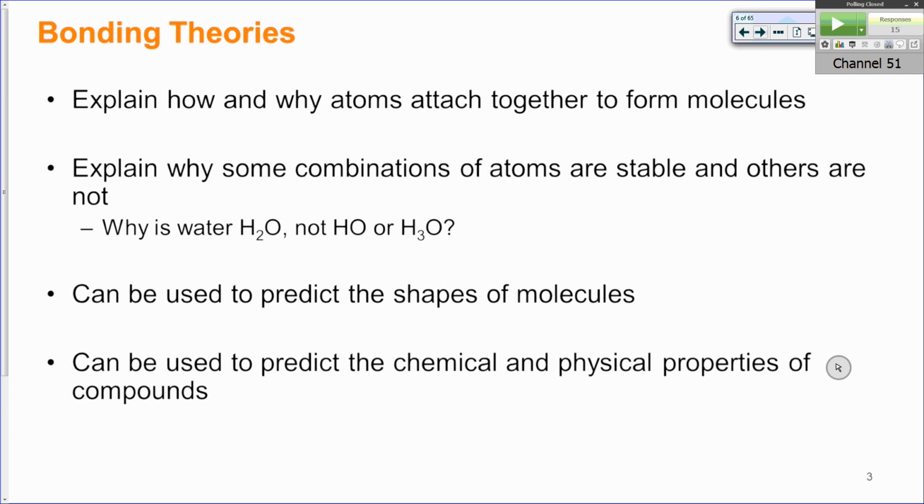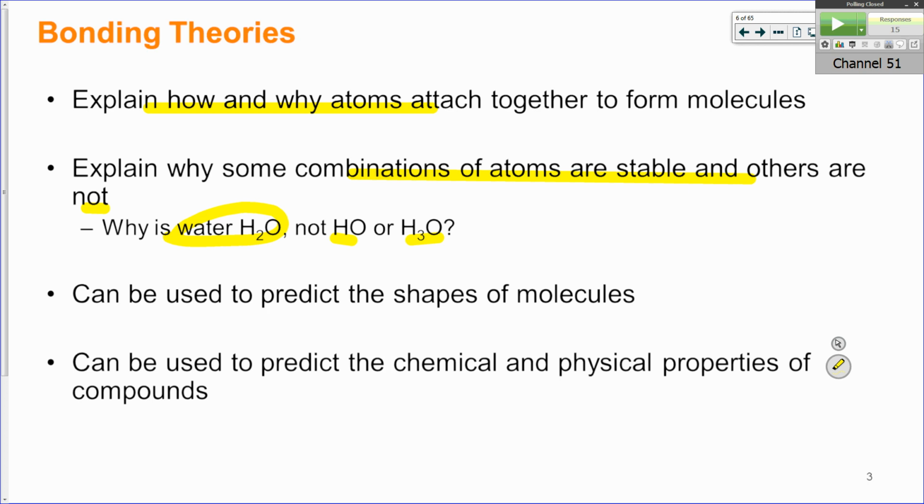There's a lot of things that we need to understand about how things are attached together, how atoms are bonded to one another. So one of the things the chapter starts with is trying to figure out the how and why. How are two atoms connected together, and why do they connect? It wants to explain why some combinations of atoms are stable and others are not. Why is the most abundant molecular compound on the surface of Earth water, and why not HO or H3O? Those two elements were obviously present in high abundance. So why did they come together in those combinations?